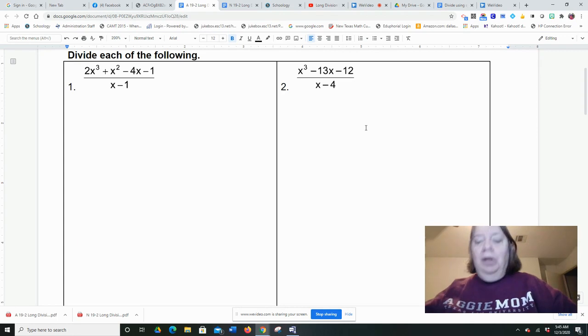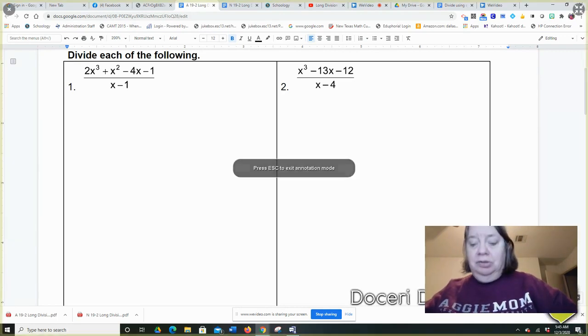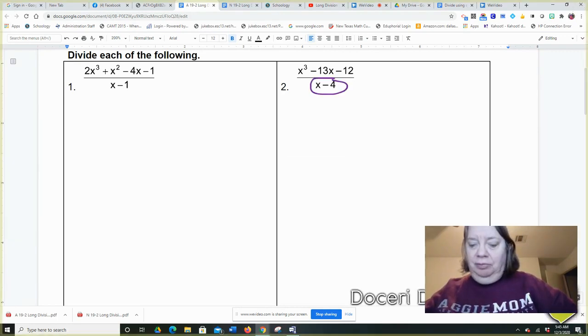So what number would go in the box? We're dividing by x minus 4. So take that minus 4 and change the sign. Now let's talk about coefficients. Are we missing any exponents? We have x to the third and we have x. What are we missing? We don't have an x squared, right?